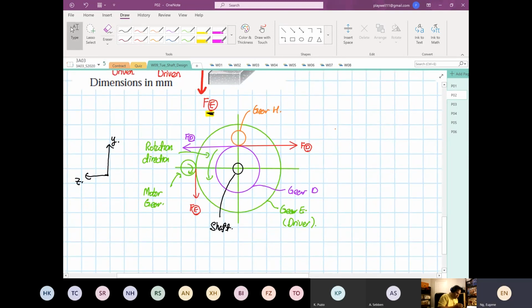So you look at force E now, right? Hey, what am I doing? Come on, Eugene, stop messing around. Right, you look at force E now.